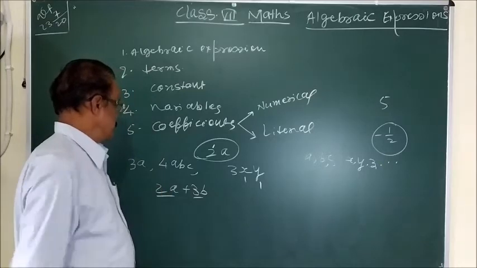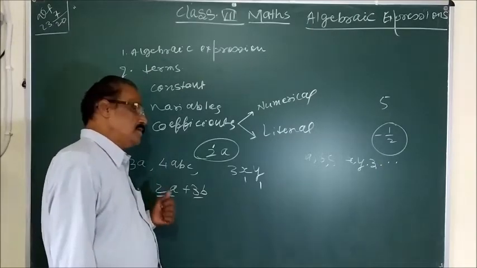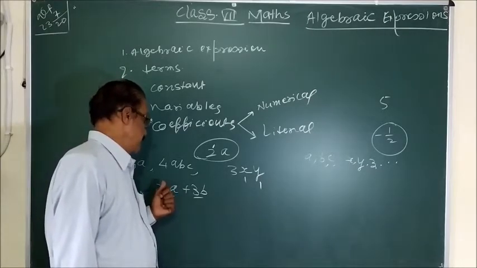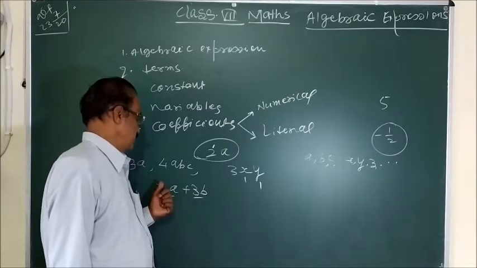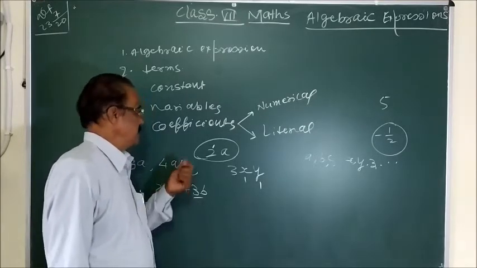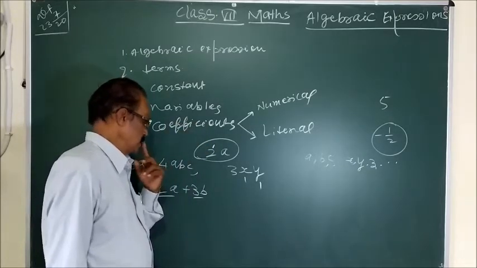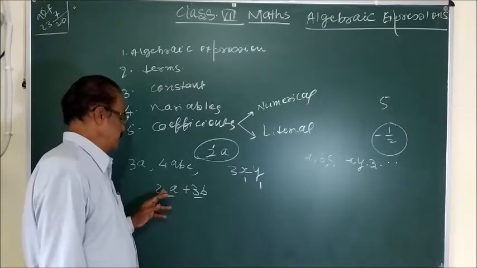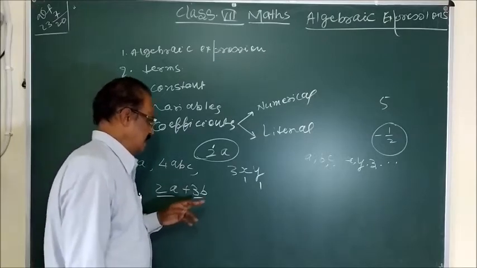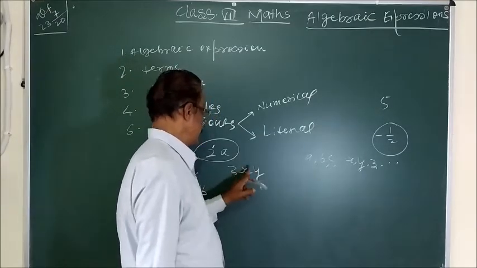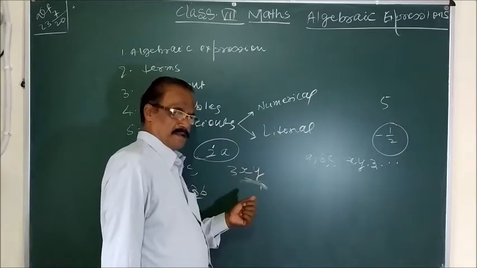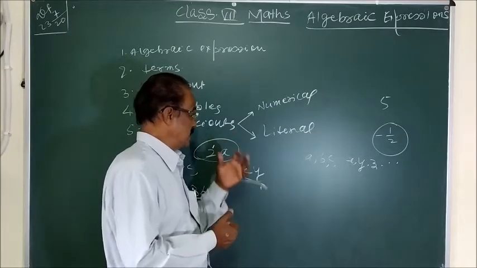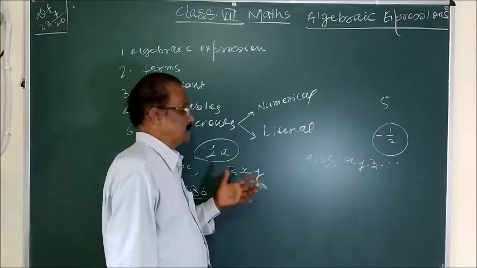And coefficient is the numerical value, the arithmetic number which is with the variables. They are coefficients. Coefficient may be numerical and may be literal. Suppose here, what is the coefficient of a? We can say 2 is the coefficient. This 2 is the numerical coefficient. And if I ask in this term 3xy, what is the coefficient of y? 3x is the coefficient of y. 3 is a numerical coefficient and x is a literal coefficient.